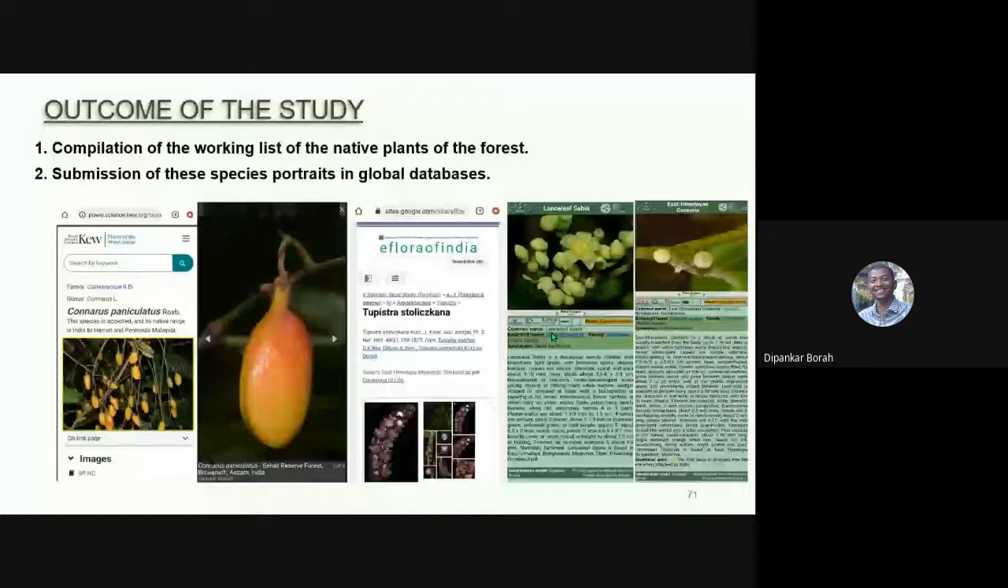The first is compilation of the working list of the native plants of the forest. This will aid the subsequent workers as first-hand data for species identification and restoration of the degraded areas. Second is submission of these species portraits in global databases such as Plants of the World Online managed by Kew, England, eFlora of India and Flowers of India, which are the largest plant-related websites. This will help the global network of botanists for species comparison and validation.